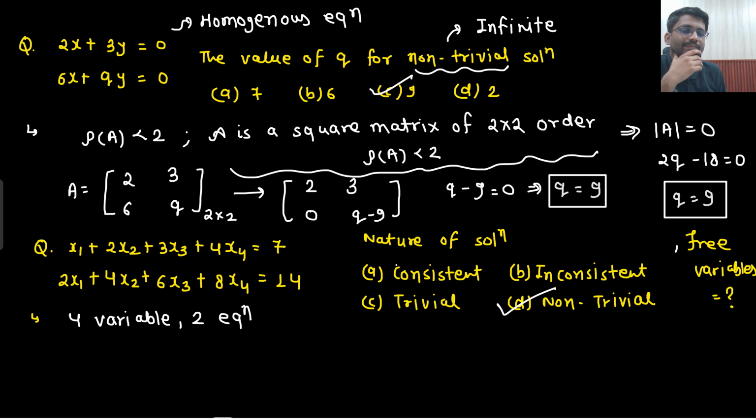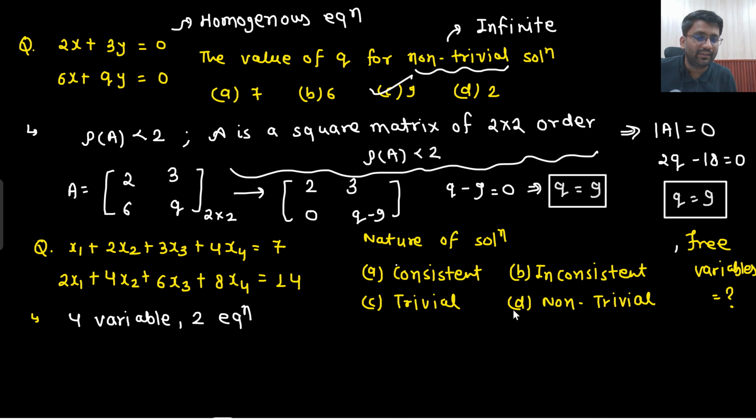Can I say that? No. I cannot for sure say that it will be non-trivial. It could be inconsistent as well. Why is that so? Because who knows, both could be representing the same equation. Let's just say in place of 14, 10 was written. If I take 2 common, what will I get? x1 plus 2x2 plus 3x3 plus 4x4 equals 10 divided by 2, so it will become 5. So here they are saying that x1 plus 2x2 plus 3x3 plus 4x4 is 7, and here they are saying that x1 plus 2x2 plus 3x3 plus 4x4 should be equal to 5. Then it can have an inconsistent solution as well. So you need to know everything about both of the equations.